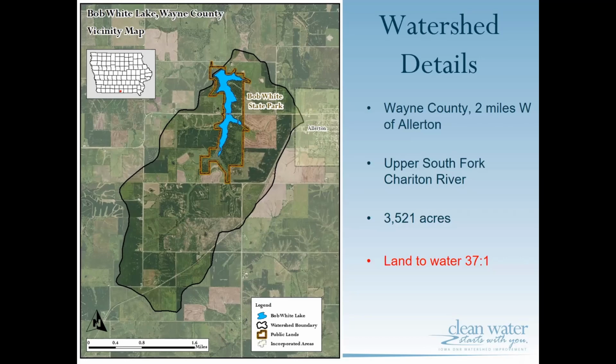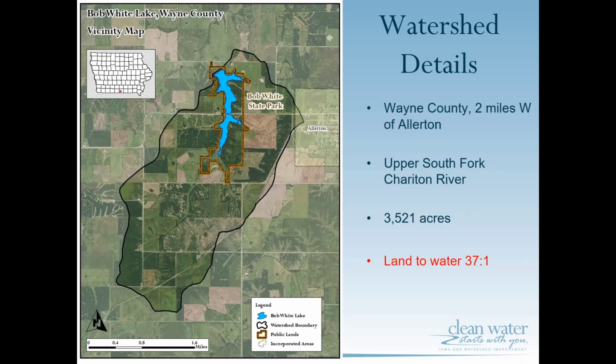So if we zoom out from the lake, we'll look at the watershed in a little bit more detail. And again, as Jeff described, the watershed is this black outline that contains all this area where if rainfall were to occur, that rainfall will eventually make its way overland to Bob White Lake. Bob White Lake is located in Wayne County, approximately 2 miles from the city of Allerton. It does flow into the upper South Fork Sheraton River, and the area of the watershed is 3,521 acres.